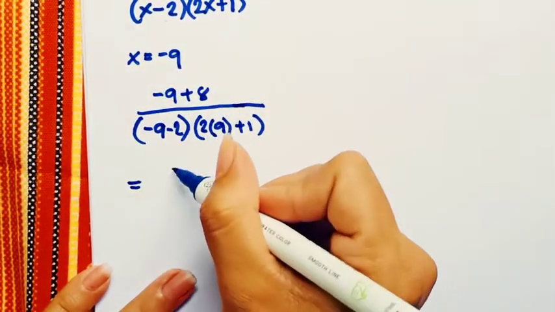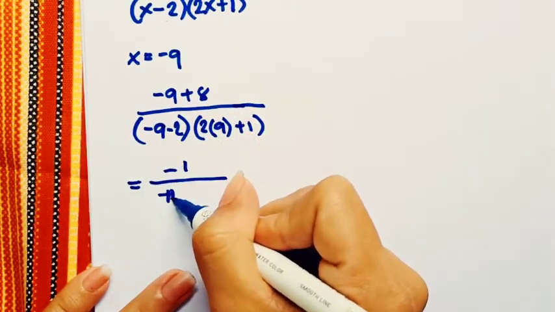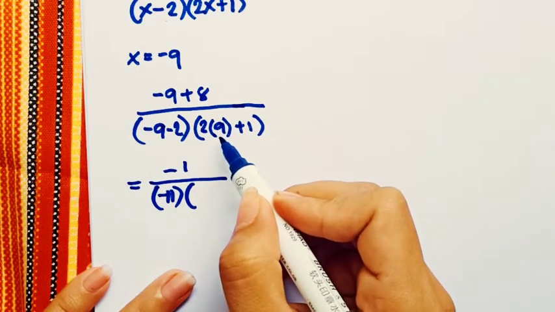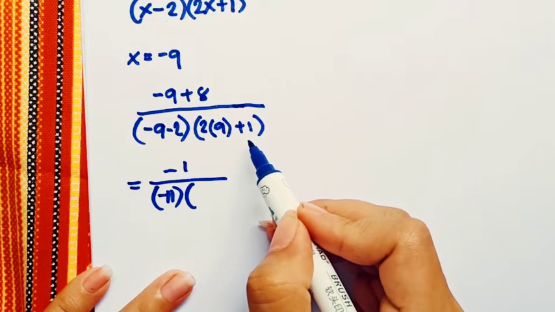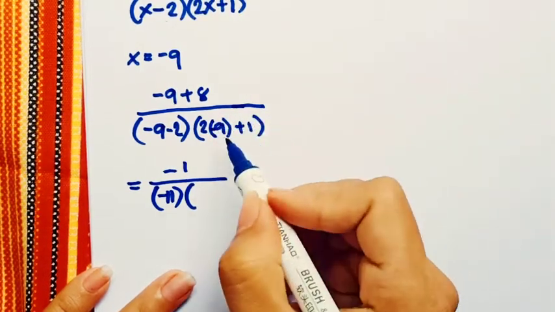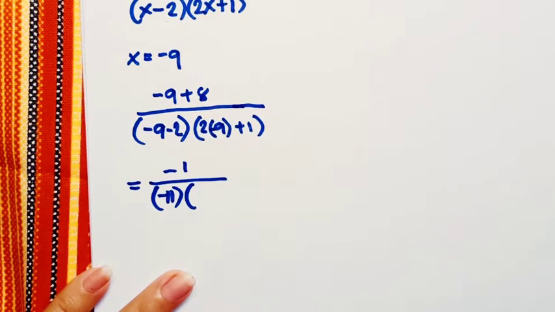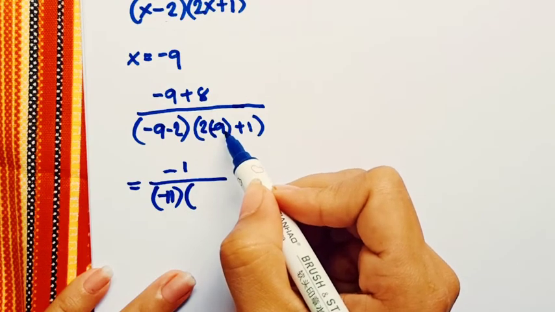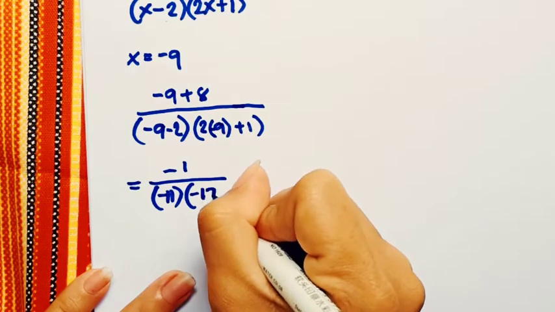So, gi-substitute lang nato na siya. So, negative 1 over, kari siya is negative 11. Kari siya 2 times 9 is 18. 18 ay negative mo na ini siya. So, negative 18. So, be careful mo sa sign, guys, ha? So, negative din na siya. Negative 18 plus 1 is negative 17.